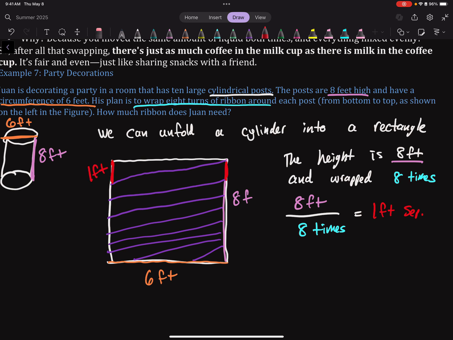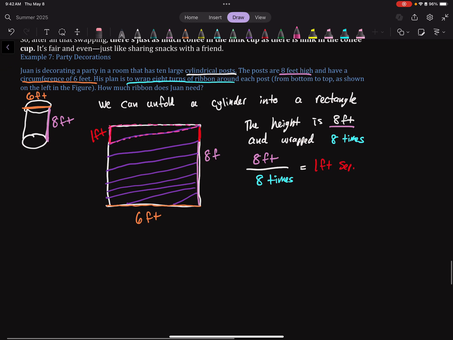Do you notice that we have a triangle? I'm going to really make it known to us. We have a triangle now. So each piece wrapped around is actually a triangle. I'm going to bring it out. So we know that this part right here is 1 foot. All the way across is 6 feet. So from here to here is 6 feet.